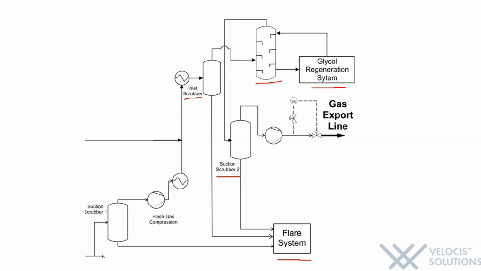Simultaneously, the vapor of the second scrubber is transferred to the gas export compression, where its pressure gets increased to 7101 kilopascals. As a final stage, the vapor is moved to the onshore through the export pipelines.